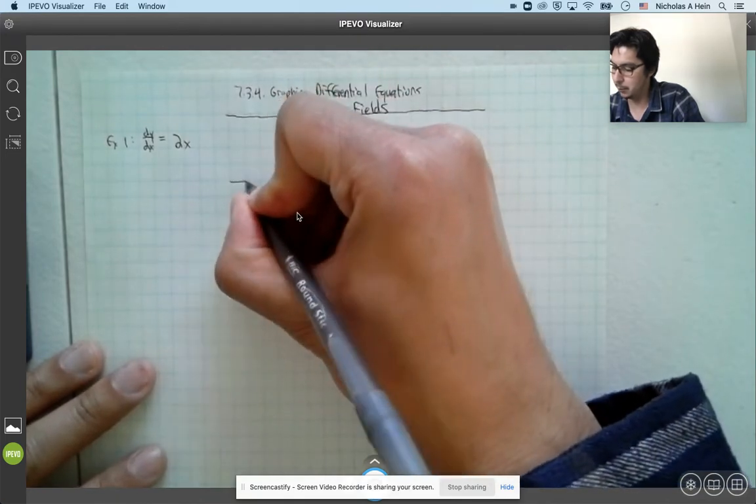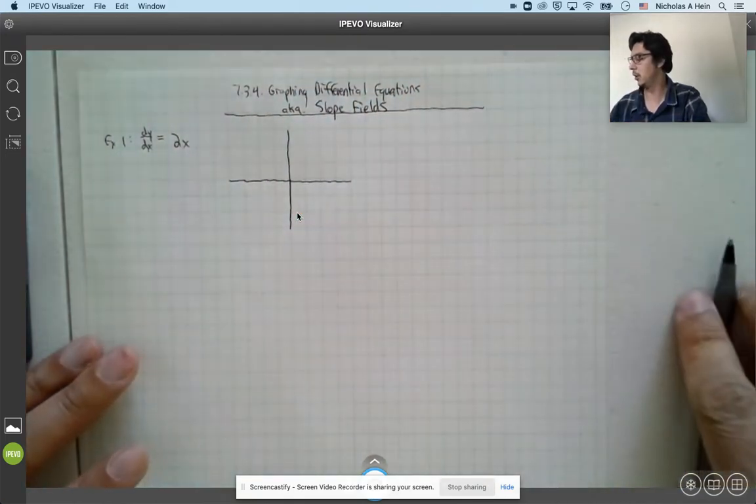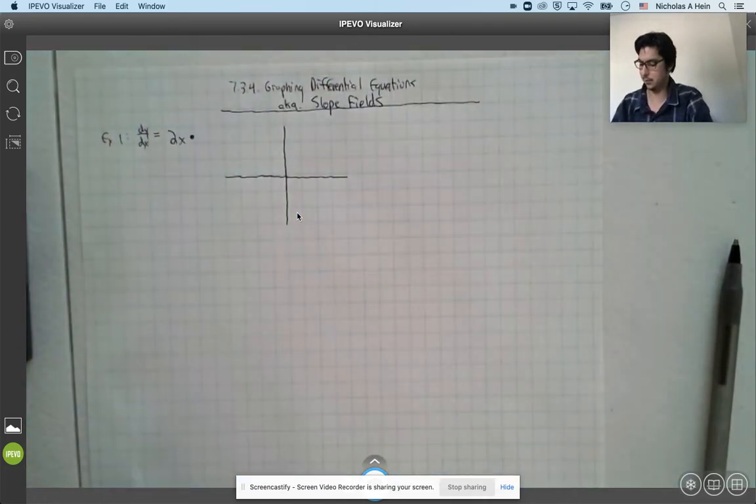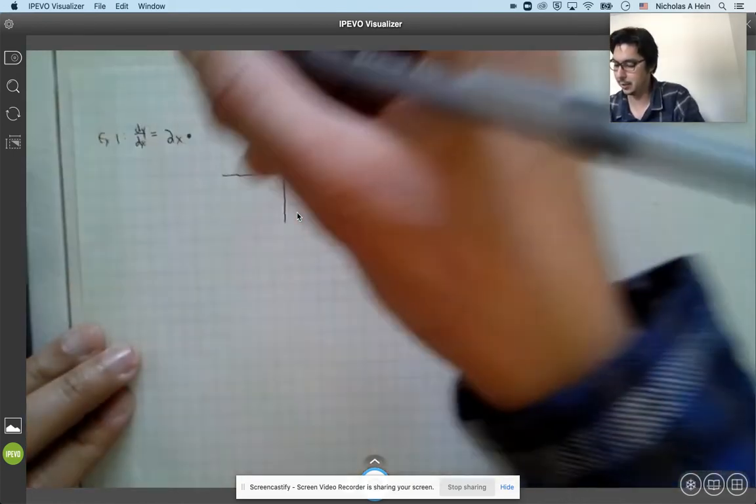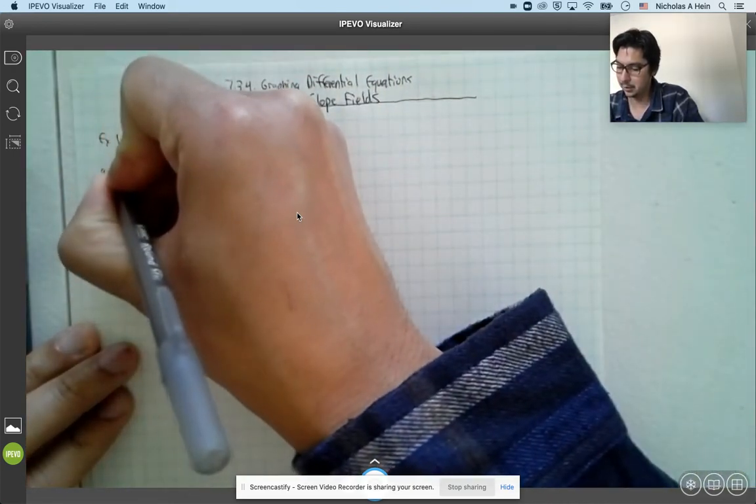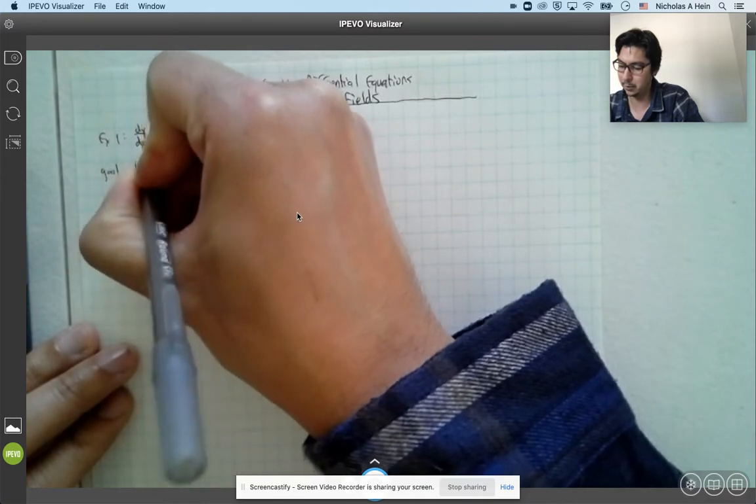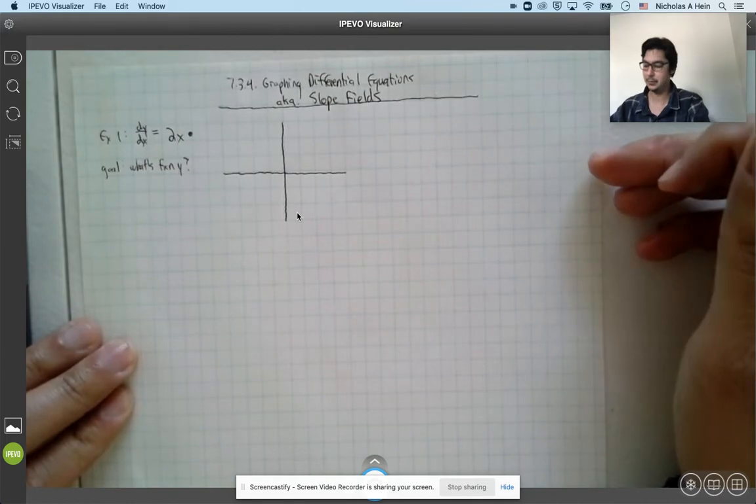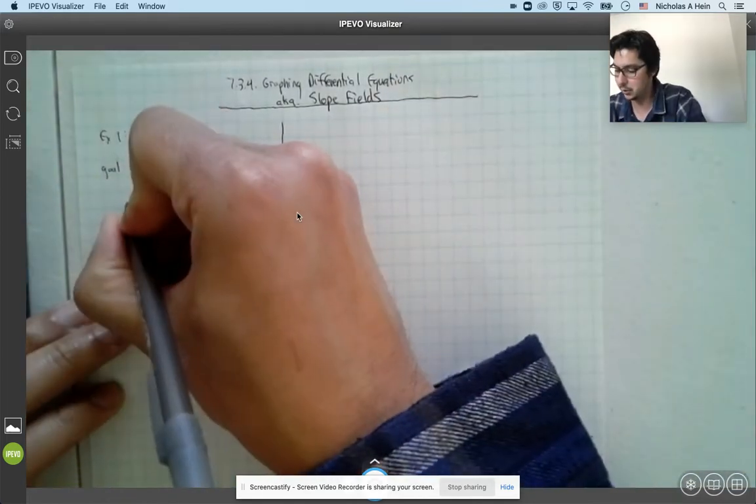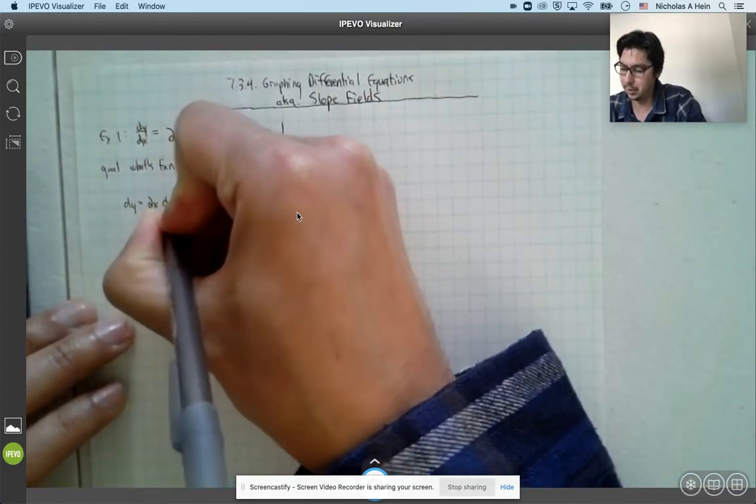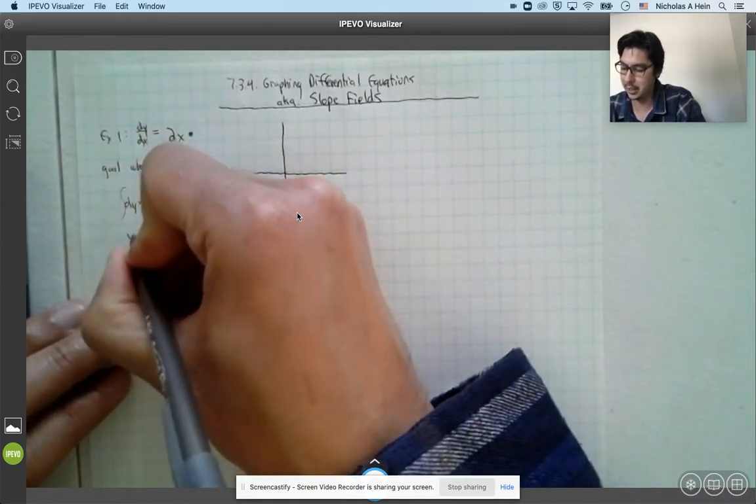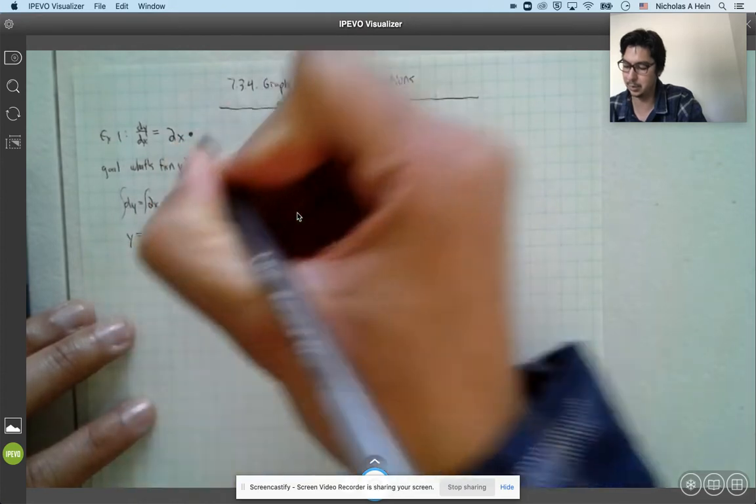So we have dy dx. We know what this function looks like, but the goal is what's your function y that it's describing. Okay, now by solving this, which we've done multiple times now, by separating variables and integrating each side, we get y equals x squared plus c.